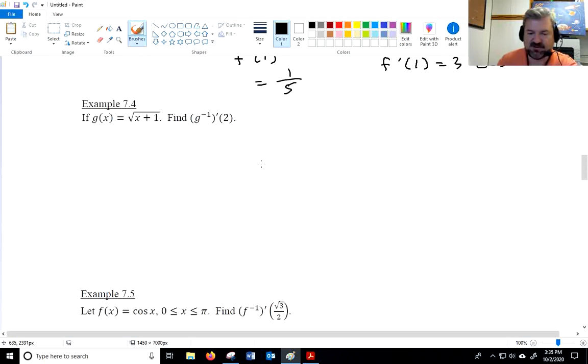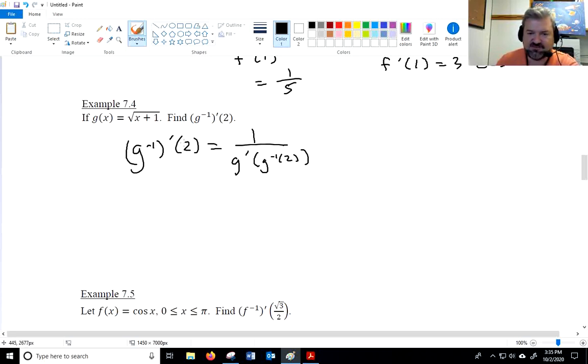Okay, let's try another example problem. I want to find g inverse prime of 2. We could probably find g inverse fairly easily, but let's see if we can't just use our formula. G inverse prime of 2 must be equal to 1 over g prime of g inverse of 2.